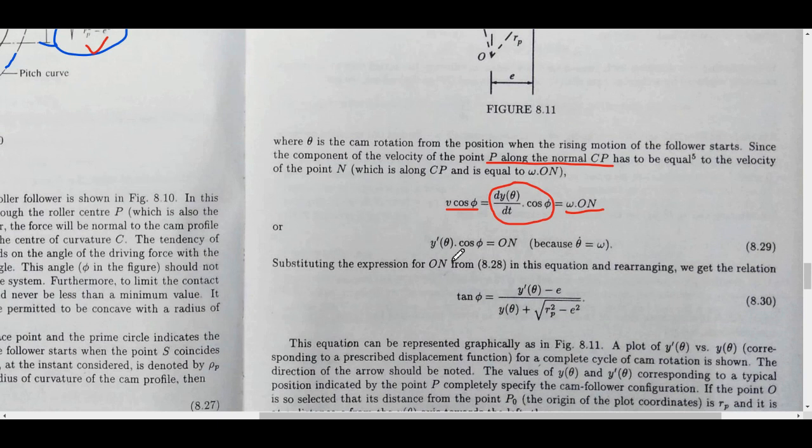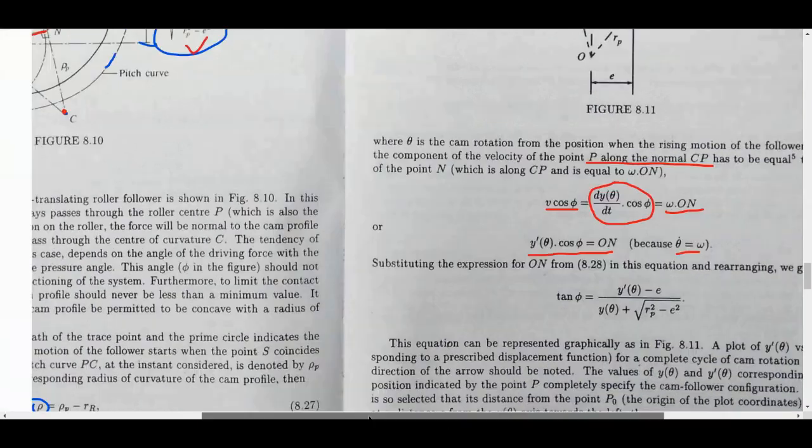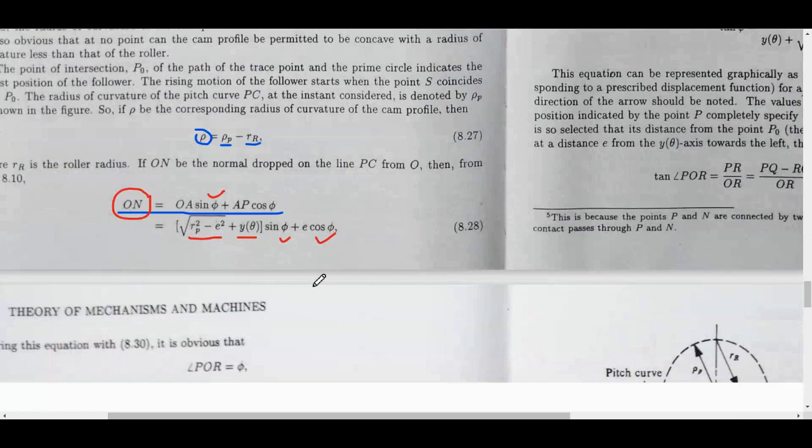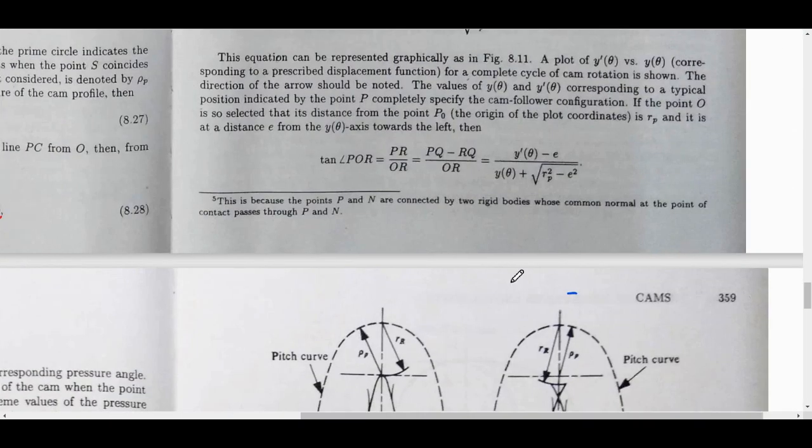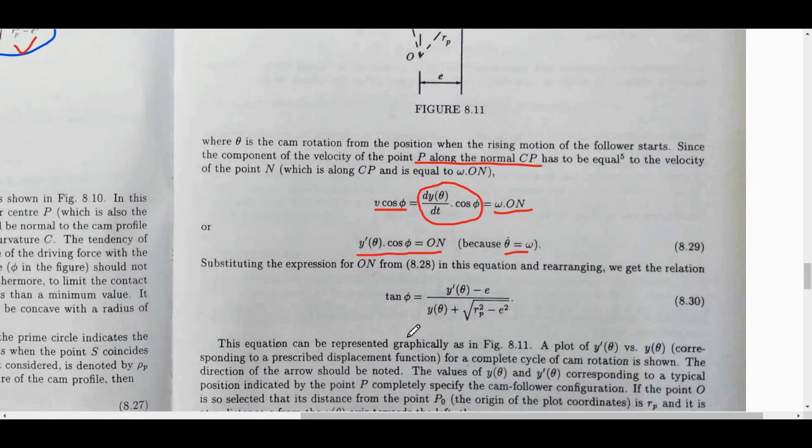Okay. Now theta dot is equal to omega, and that gives us y prime of theta into d theta/dt, so that is omega. So we have this expression here. Now ON we are substituting. Again, ON is what we have just found here. Remember, this is ON. So when we substitute for ON over here, we are able to solve for tan phi.